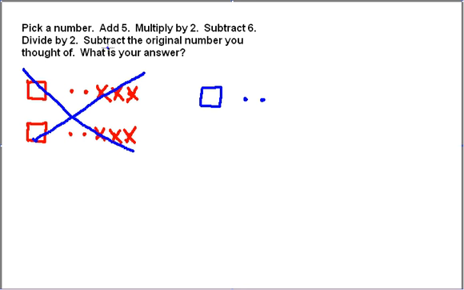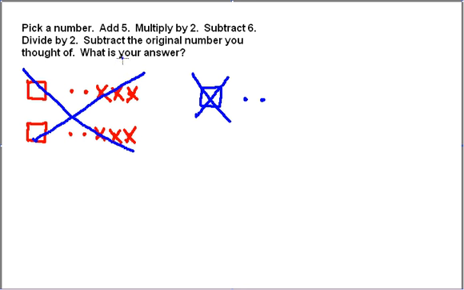The last step here says to subtract the original number that you thought of. Well, which of these symbols represents the original number we thought of? Well, the square does. So I'm going to go ahead and cross it out. It then asks us, after we have subtracted our original number, what is your answer? Well, what do we have left? 2 circles. And those 2 circles represent our answer of 2. So we were able to show here, through using symbols, that the answer to this particular problem is 2.